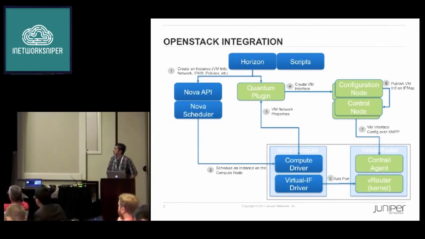On that compute node, there is an OpenStack element which talks to the Contrail agent in order to provision that virtual machine. It also talks to a quantum plugin which talks to the Contrail configuration node, which in turn talks to the control node to create an interface for that virtual machine. So everything in blue in that picture is from OpenStack, and the parts that are in green are part of the Contrail solution. And finally, the control node talks to the agent using XMPP.